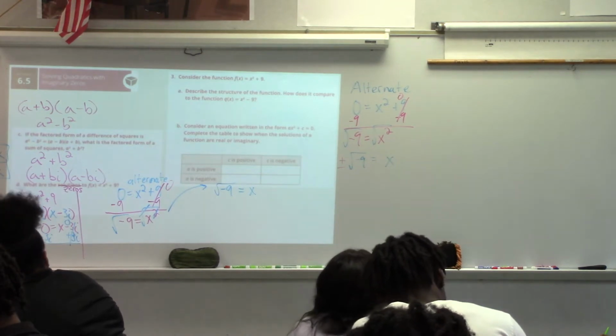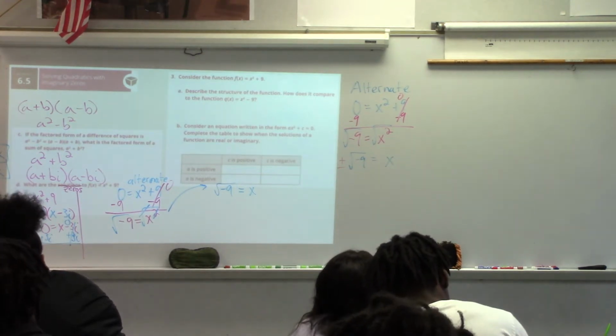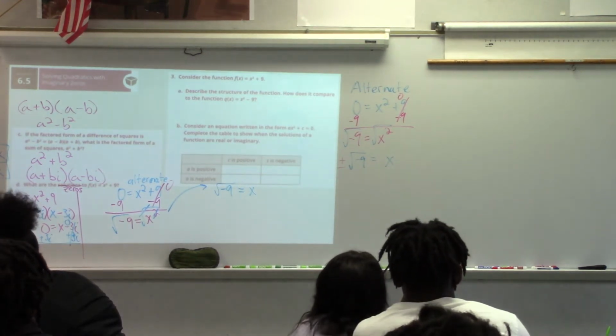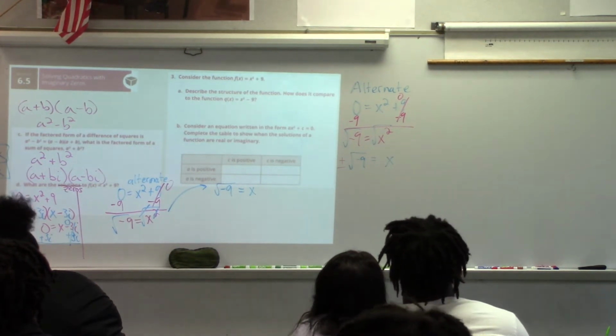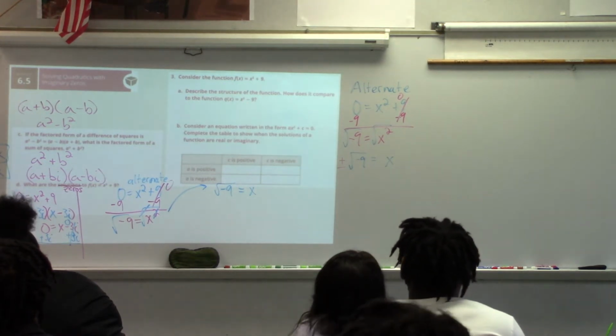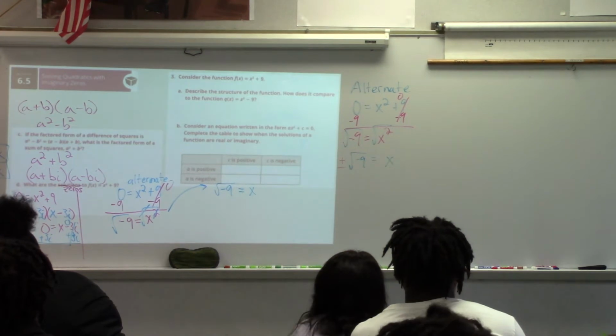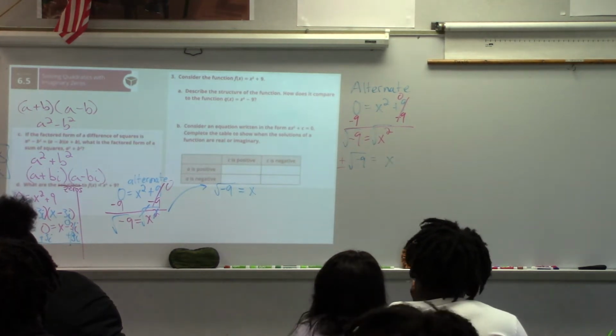But again, does that match right now the negative 3i and the positive 3i? No. So how am I going to work with this? This is a thing you will have to do on the understanding check tomorrow, where you simplify a square root.